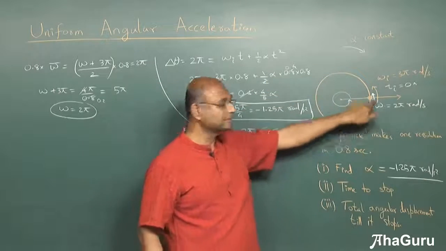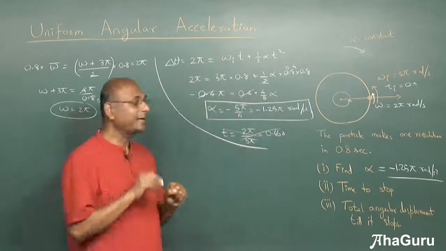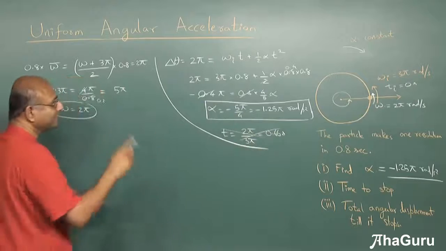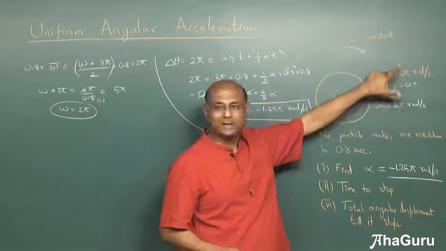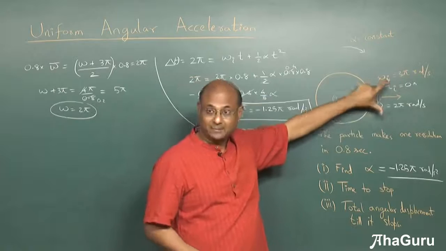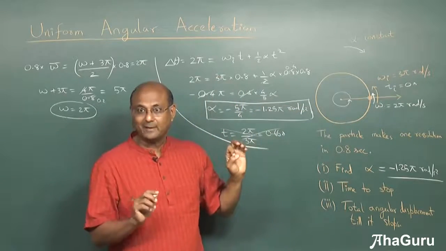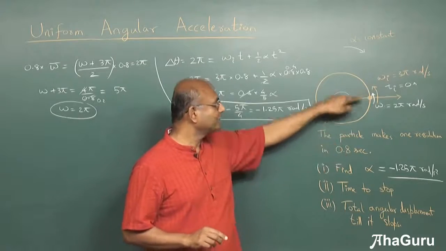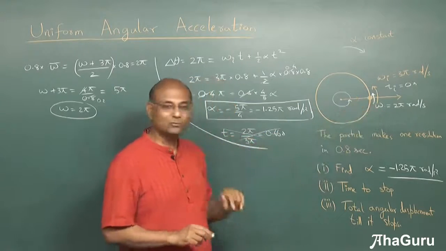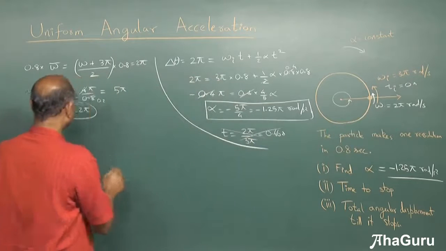After one trip, when it comes back, its angular velocity is 2 pi radians per second. You can see that very quickly now, because 3 pi plus 2 pi is how much? 5 pi by 2, 2.5 pi. So the average angular velocity, 2.5 pi into 0.8, is going to be 2 pi. Right? So you can do that calculation quickly. But let us not worry too much about that.